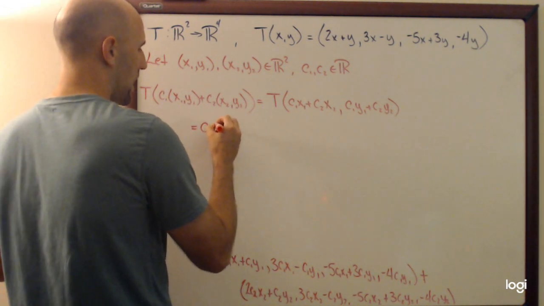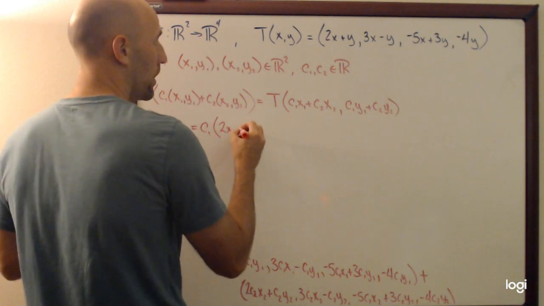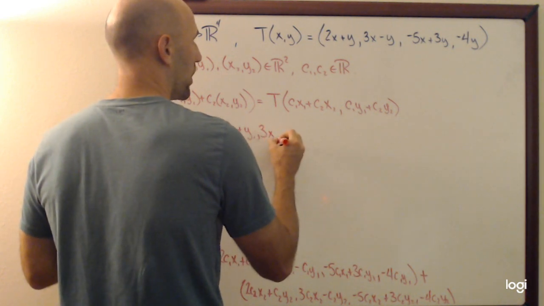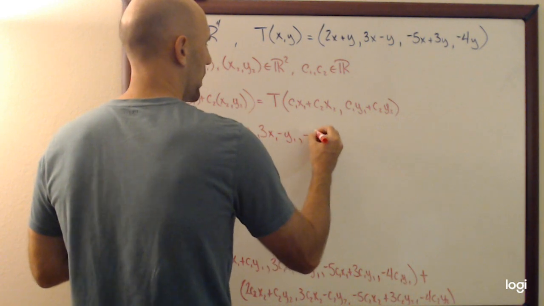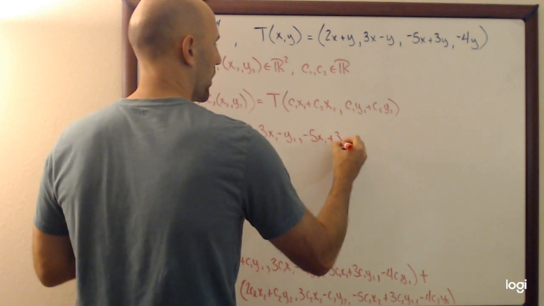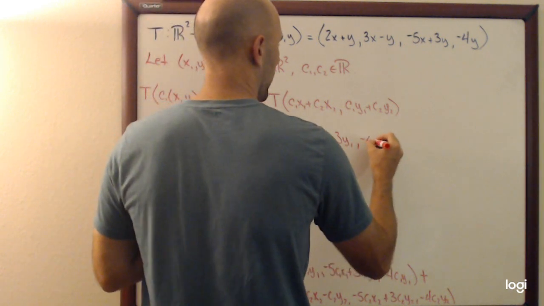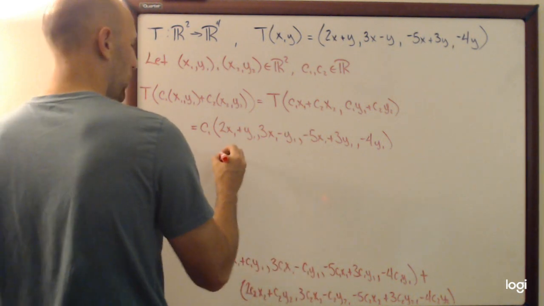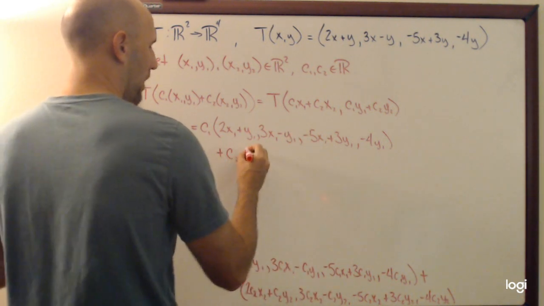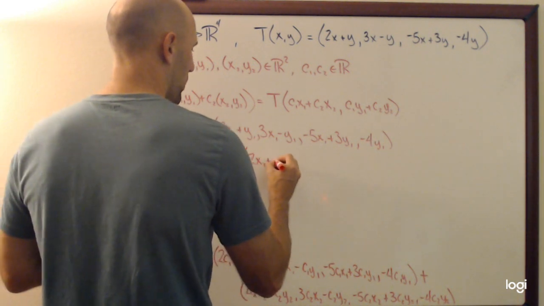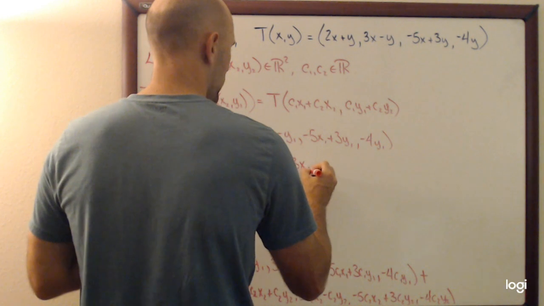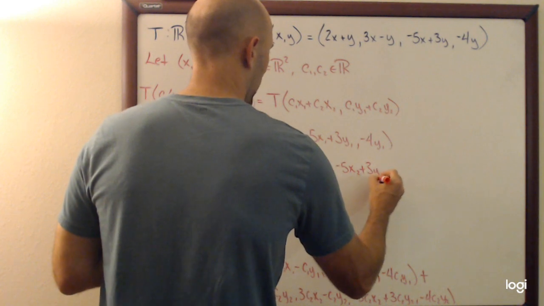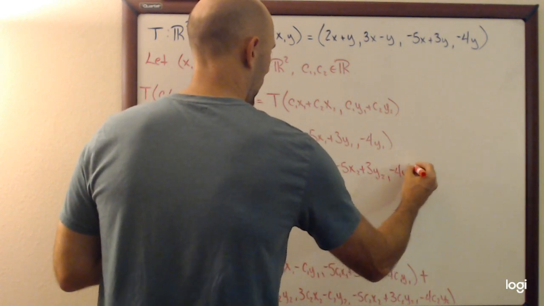So I get C1 times 2x1 plus y1, comma, 3x1 minus y1, comma, negative 5x1 plus 3y1, comma, negative 4y1. And I'll do the same thing for the second vector, only this time, of course, we're going to pull out C2, leaving me with 2x2 plus y2, comma, 3x2 minus y2, comma, negative 5x2 plus 3y2, comma, negative 4y2.